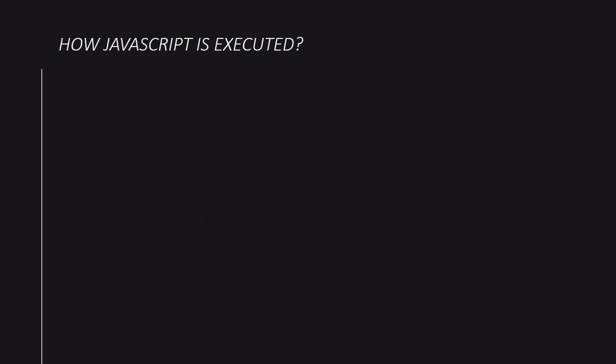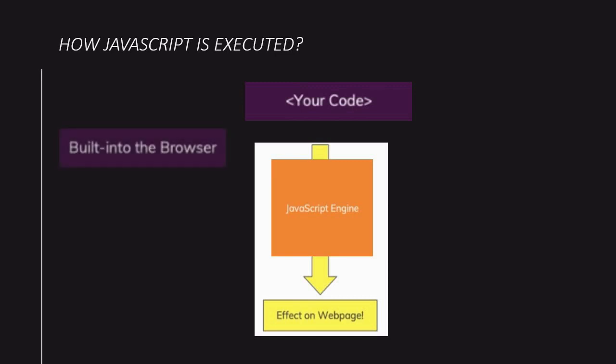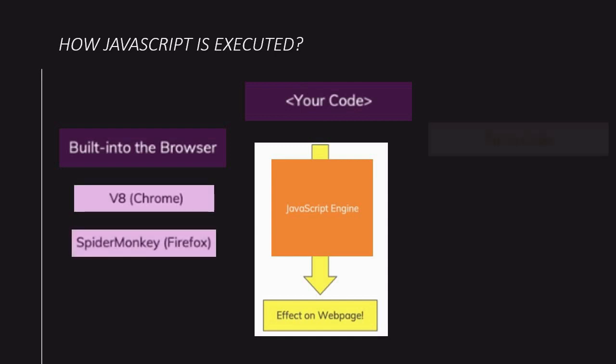In this video, we will see how JavaScript is executed. First, we have a code. We get the effect of code on web pages, but for this effect, it needs a JavaScript engine. The JavaScript engine is built into browsers. In browsers, we have V8 in Chrome and SpiderMonkey in Firefox.